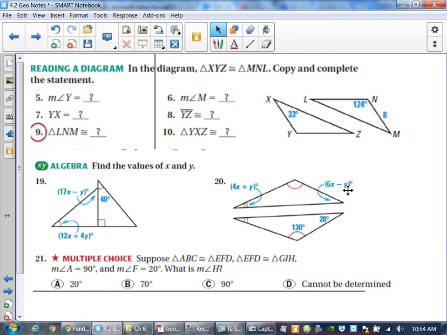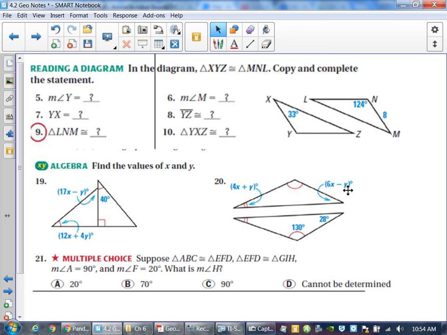Now, I will say this right off the bat. I want you to look at number 19. Number 19, you have both variables, x's and y's. So you have to be able to solve what's called a system of equations.